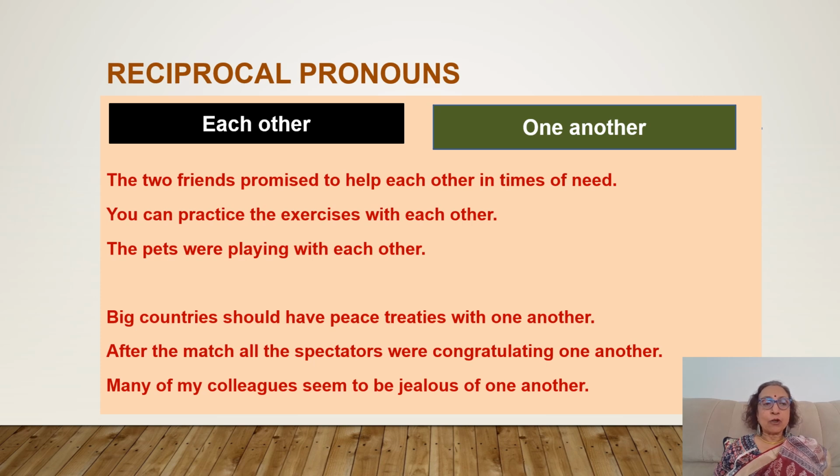That is what we call reciprocal. Two people doing something for each other, more than two people doing something for each other. The verb is important here, and we find that it does the work of, similar to, the reflexive pronoun we did in the earlier video. So that is what you have to be very careful about: each other for two and one another for more than two.